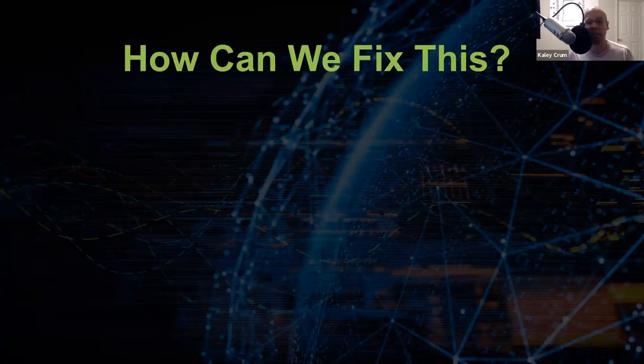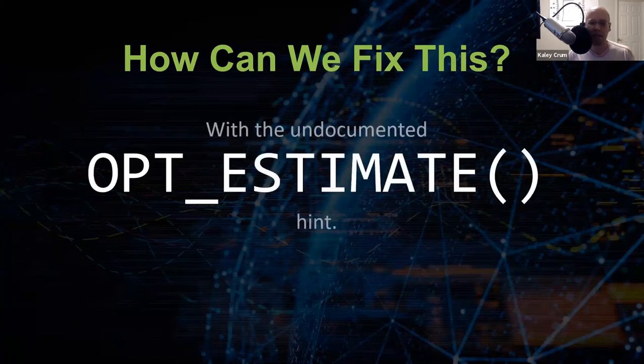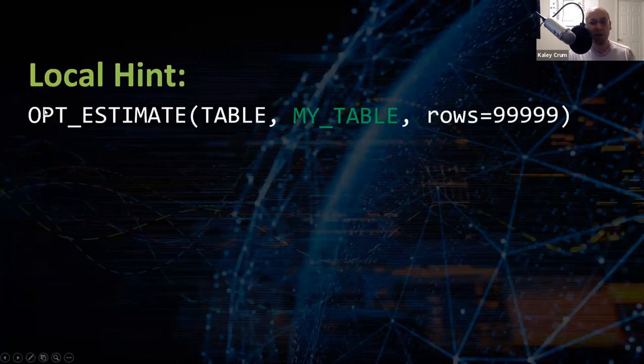Well, we can use an undocumented hint called the opt_estimate hint. It's very simple to use. You simply type opt_estimate, you open a parenthesis, and you say table. Now, this is not a placeholder. This is literally, you type out the keyword table, comma, and then you put a placeholder.